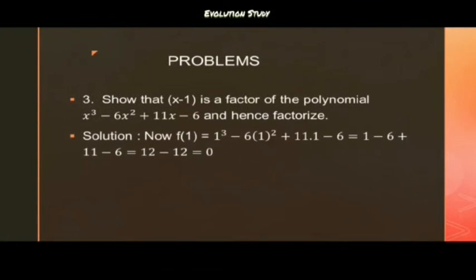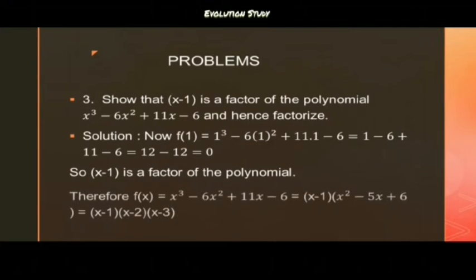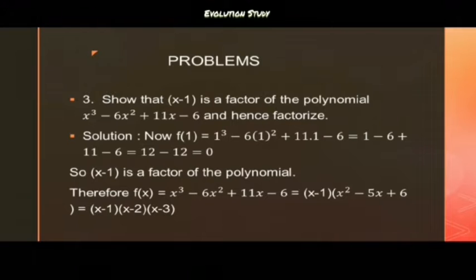Show that x minus 1 is a factor of the polynomial x^3 - 6x^2 + 11x - 6 and hence factorize. So by solution we can write now that f(1) = 1^3 - 6 into 1^2 + 11 into 1 - 6, which gives the result 1 - 6 + 11 - 6, which means 12 - 12 = 0.